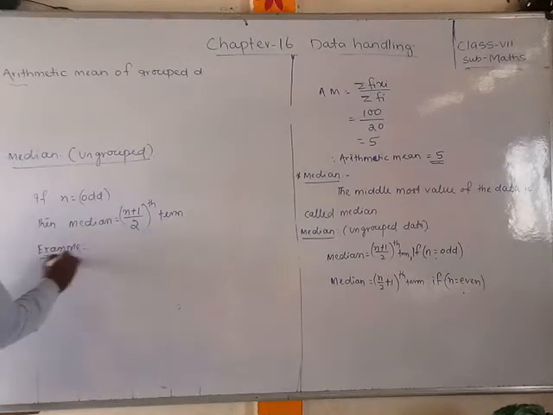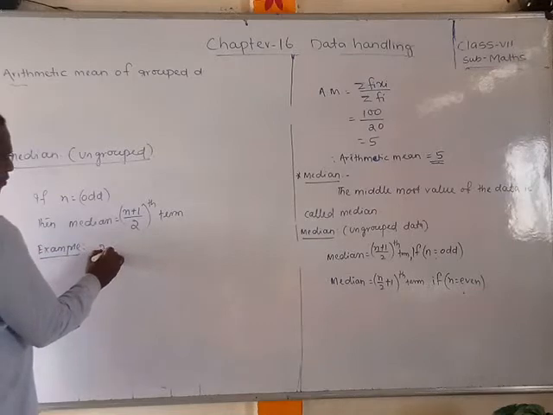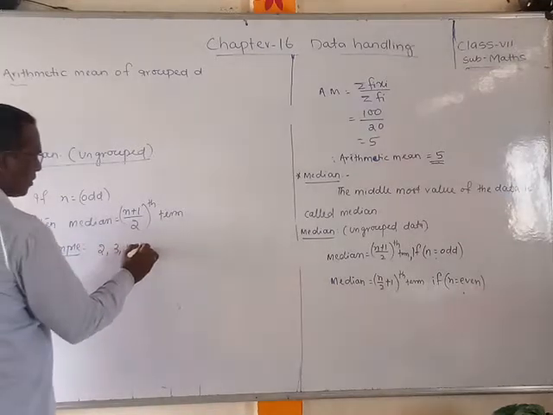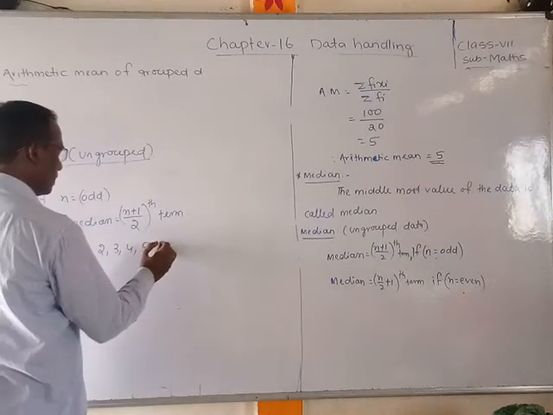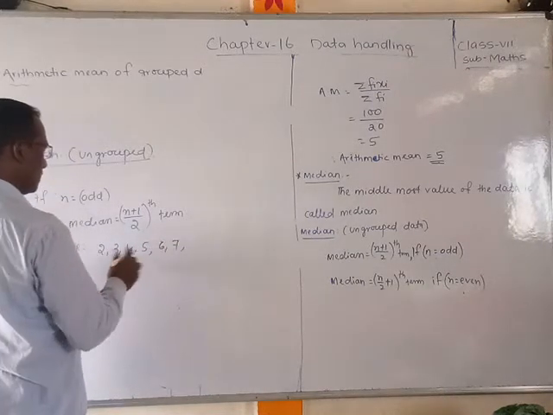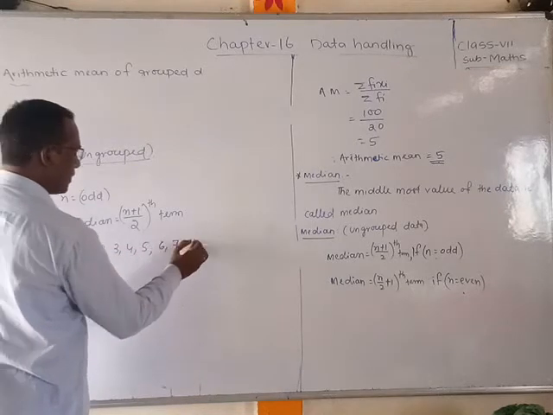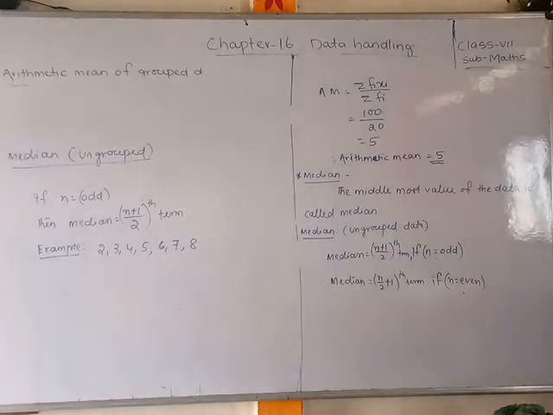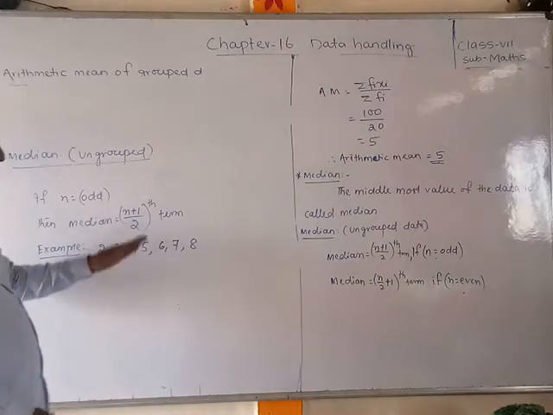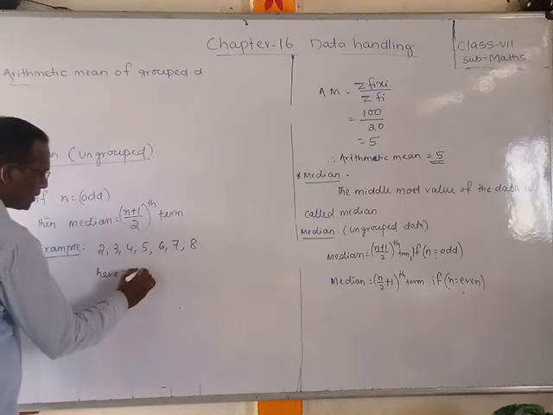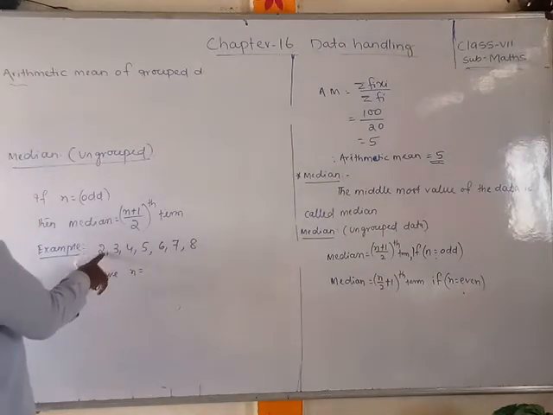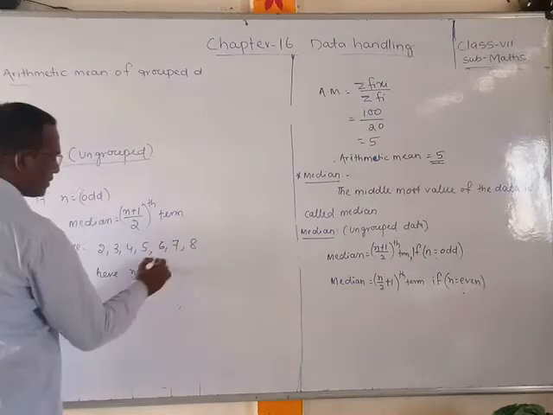One example I can take. Suppose 2, 3, 4, 5. This is one data given to you. Another more we can take, also 6 and 7. 1, 2, 3, 4, 5, 6, 7. This is the data given. So what is the n value here? In this case, n is equal to 1, 2, 3, 4, 5, 6, 7, so 7.